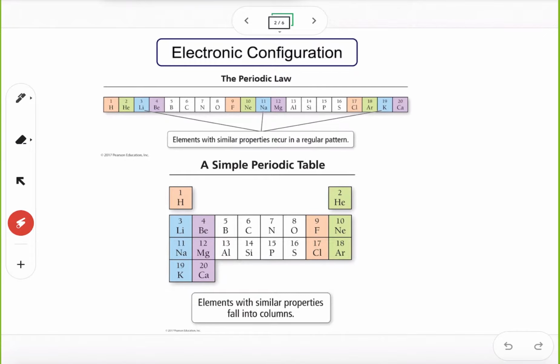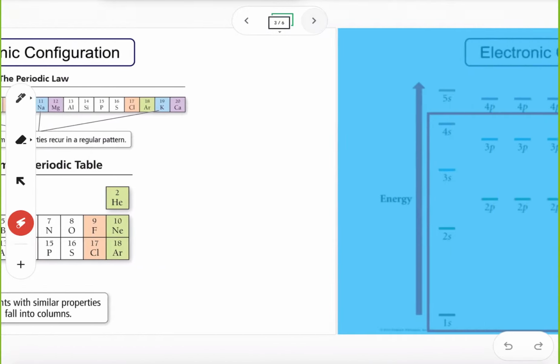Then the next question is, how do you understand why they have similar chemical properties? In order to answer this question, we do have to identify the electronic configuration of those elements. Similar elements have similar chemical properties because they have a similar electronic configuration. That's what we will do in this video.